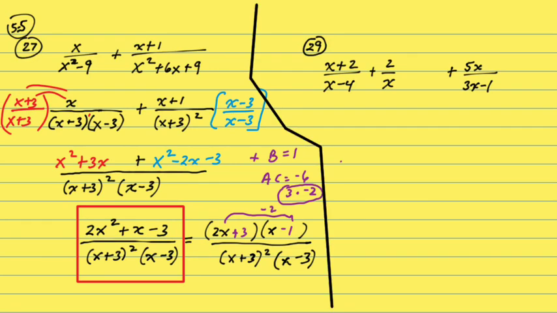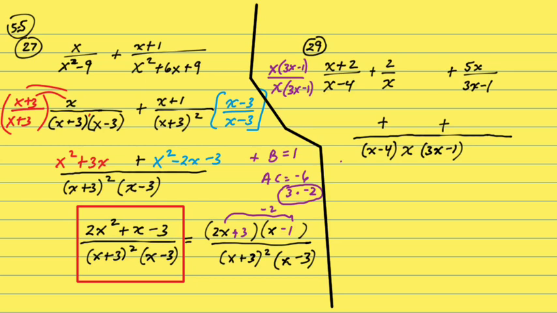Okay, moving on, we need a common denominator on number 29. I'm going to take one of each of the denominators, such as x minus 4 to the first, x, and 3x minus 1. There's a plus, there's a plus. What does the first one need that it doesn't have in the denominator? It needs an x and a 3x minus 1. An x times 3x minus 1. That would give me the denominator that I need.